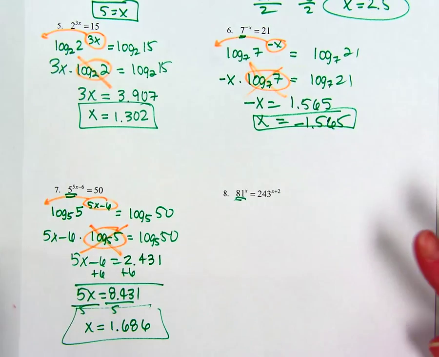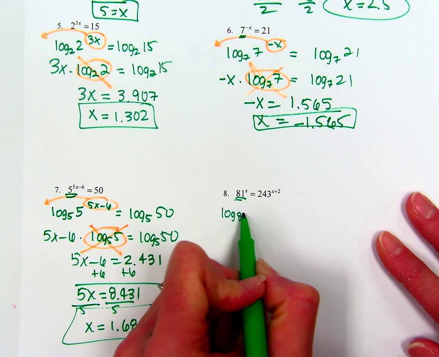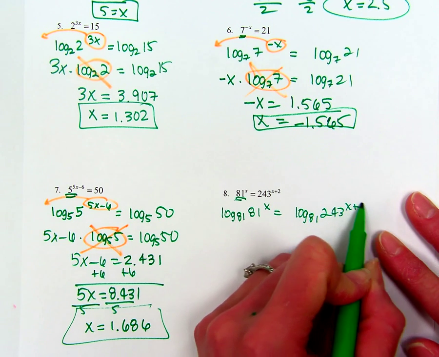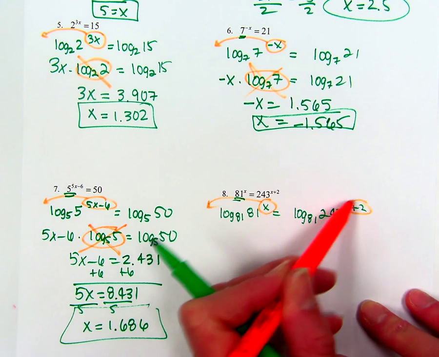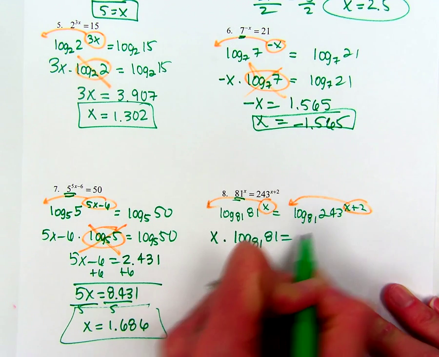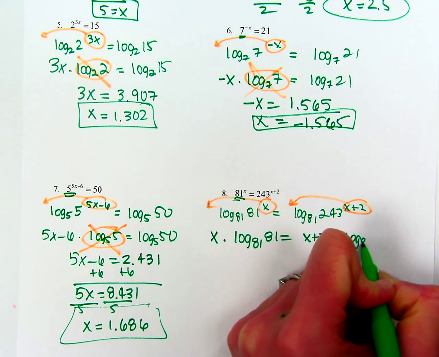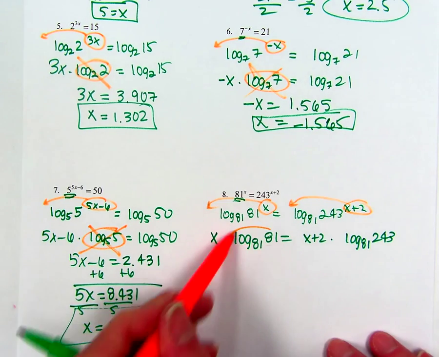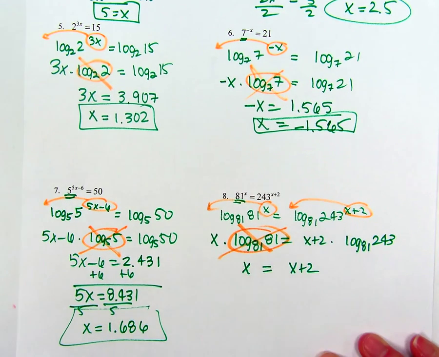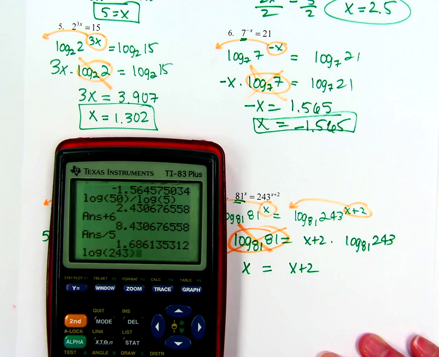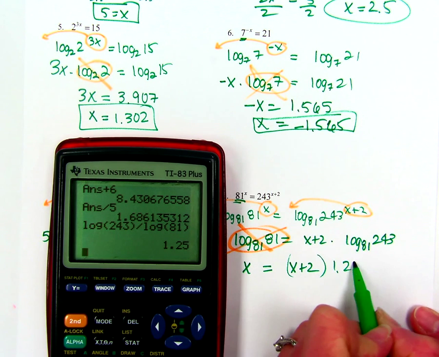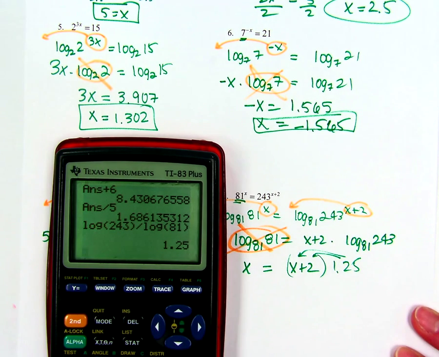All right, final question. I'm going to take log base 81 of both sides. Now this time I do have 2 exponents, so both of those need to move out to the front. We have x times log base 81 of 81 equals x plus 2 times log base 81 of 243. Hopefully we know by now the log base 81 of 81 is just 1, so it's just x. Here I need to figure this out on my calculator. Log of 243 divided by log of 81, and that gives me 1.25. So since I have a binomial, make sure you distribute that.